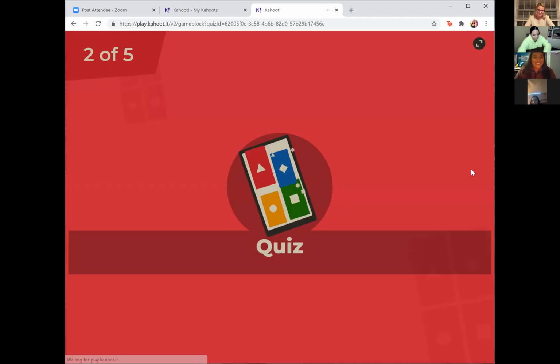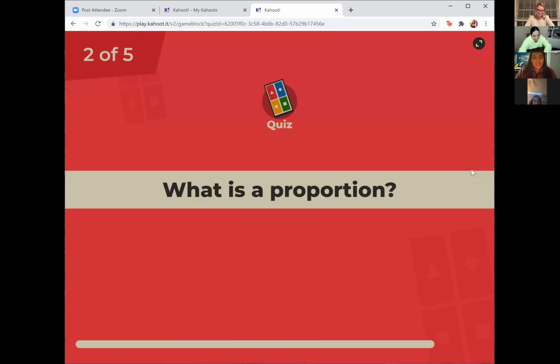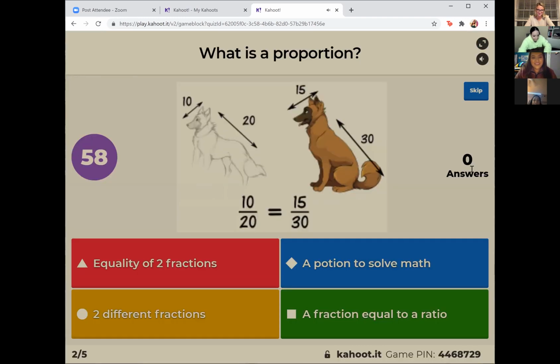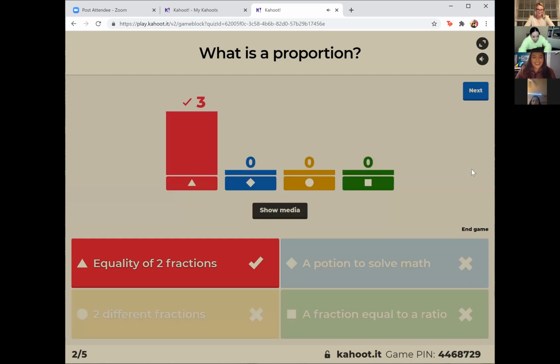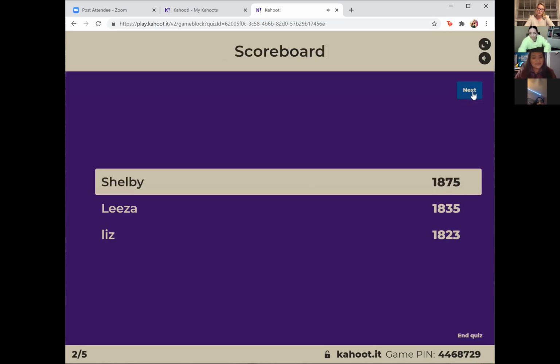Okay, next question. What is a proportion? Okay, so you guys have the two fractions here like we talked about. What does that mean? Is it a potion to solve math? No, good job. Okay, so it is a equality of two fractions. So those two fractions should come down to the exact same thing. Okay, next question. Shelby's still winning.